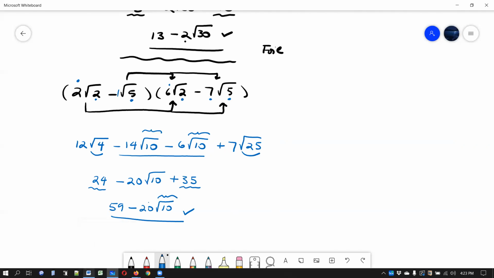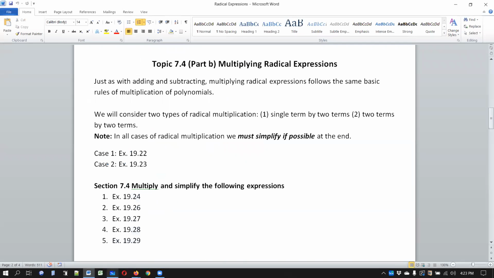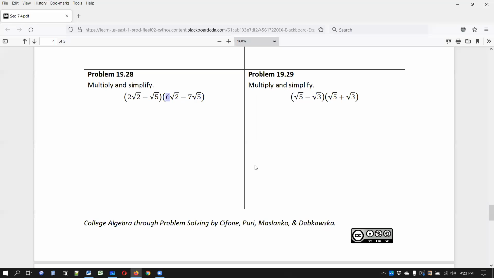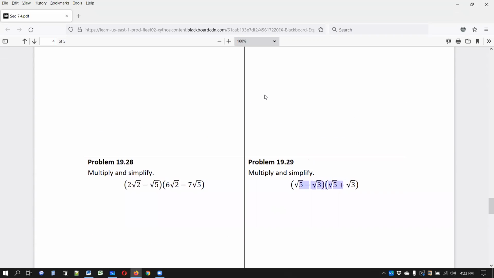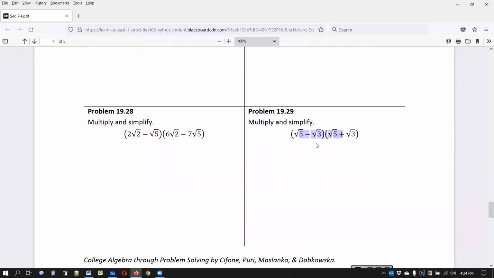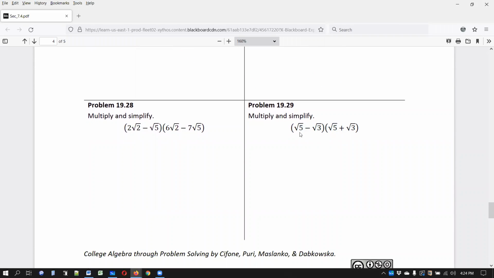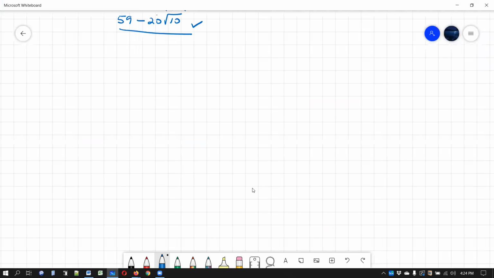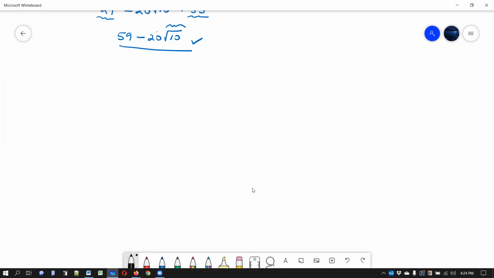Okay, good. And our last example, 19.29. Let's take a look at that one. 19.29. This is a simpler version of these problems, 19.26, 19.27, but the answer comes out simpler for one very important reason. I'm going to show you that. So 5 radical 3, 5 radical 5 minus radical 3. So radical 5 minus radical 3 and radical 5 plus radical 3.